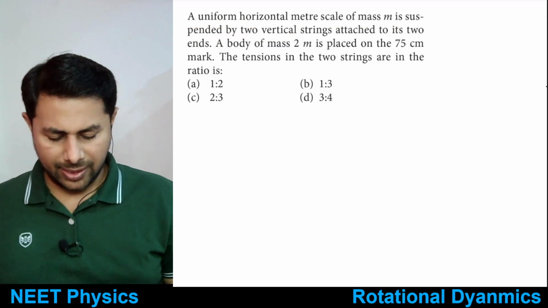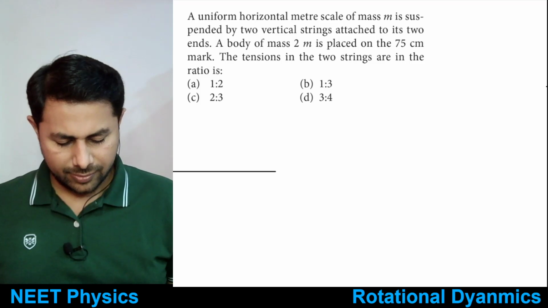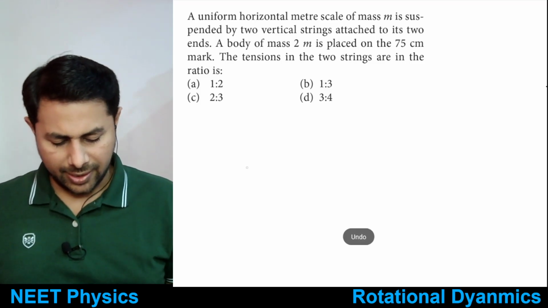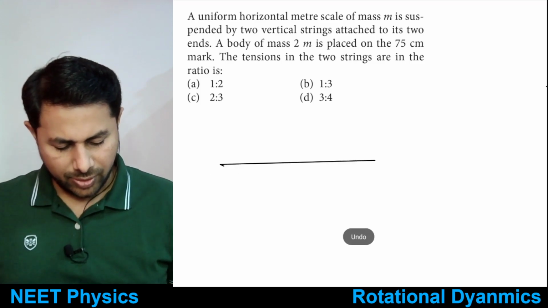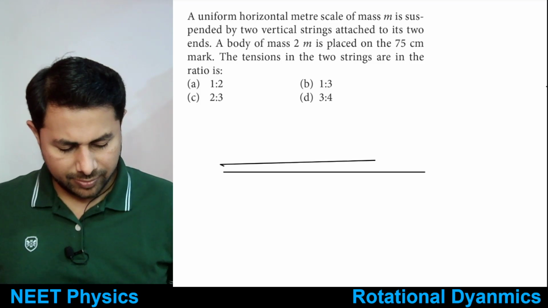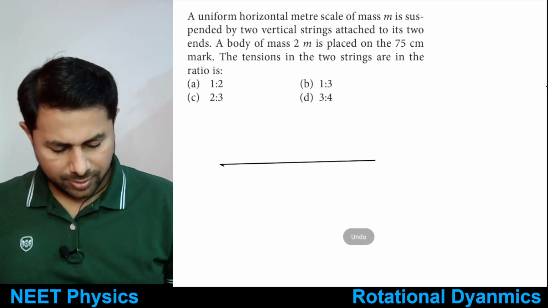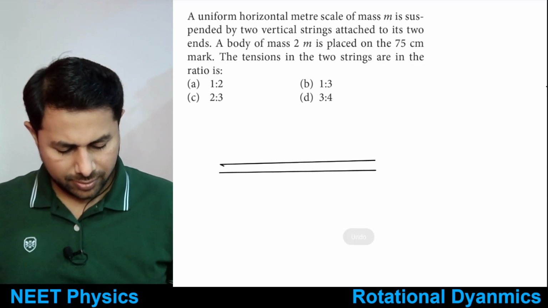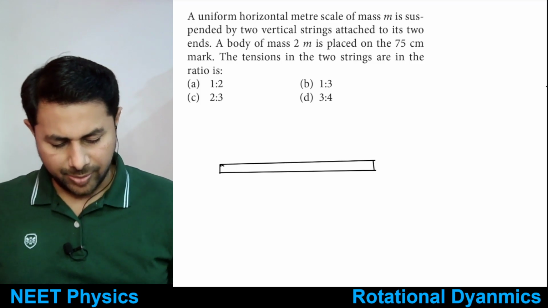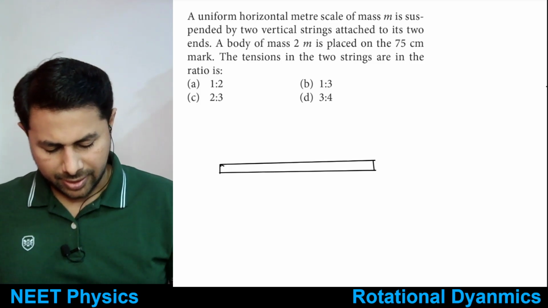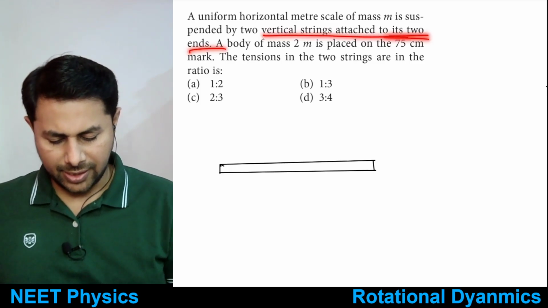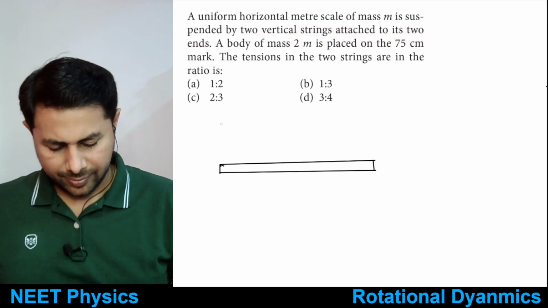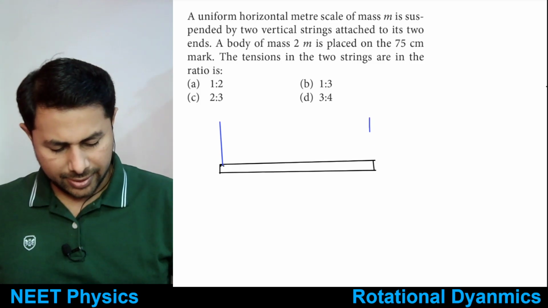A uniform horizontal meter scale of mass m is suspended by 2 vertical strings attached to its ends. Okay, so you have a uniform horizontal scale like this, and it is suspended by means of 2 vertical strings attached to its 2 ends, like this.